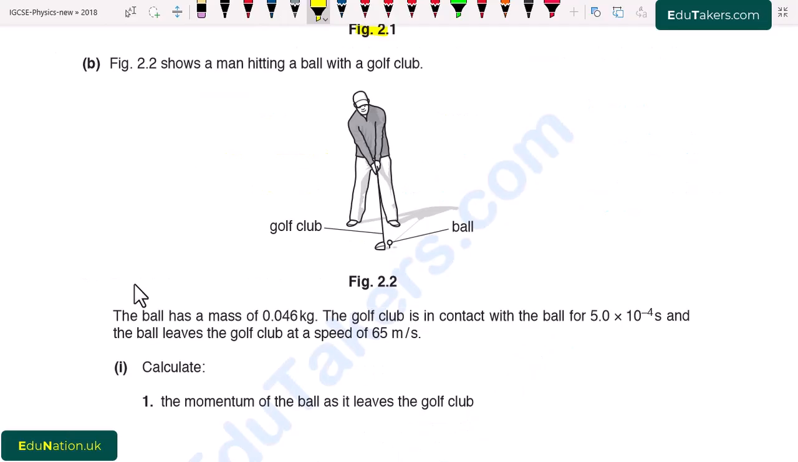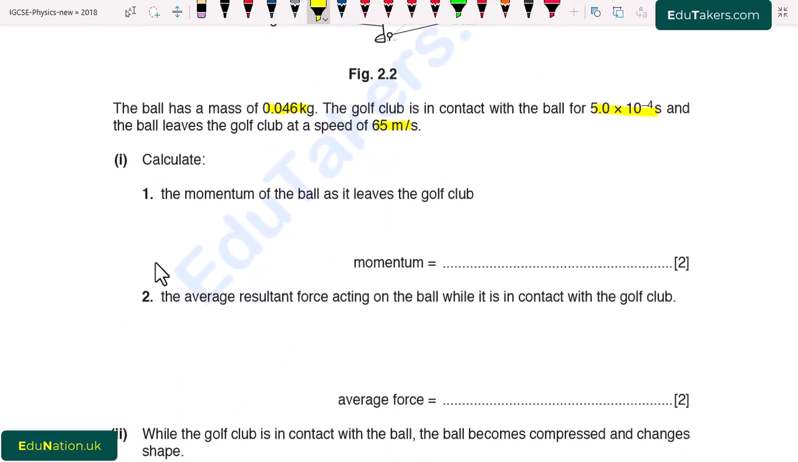Part B. Figure 2.2 shows a man hitting a ball with a golf club. The ball has a mass of 0.046 kg. The golf club is in contact with the ball for 5.0 × 10^-4 seconds and the ball leaves the golf club at a speed of 65 meter per second. Part 1. Calculate the momentum of the ball as it leaves the golf club.